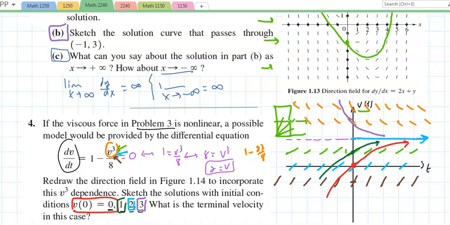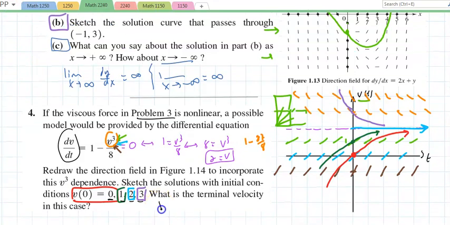What is the terminal velocity? Terminal velocity happens when you let the system run for a very long time. What would happen to this? This will level off next to 2 no matter where you start. It turns out that's the terminal velocity.